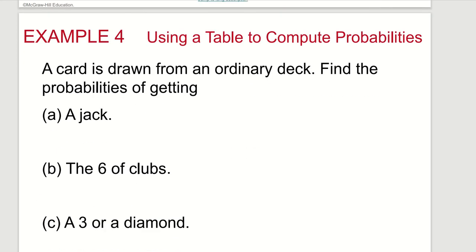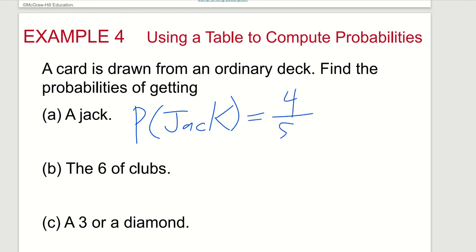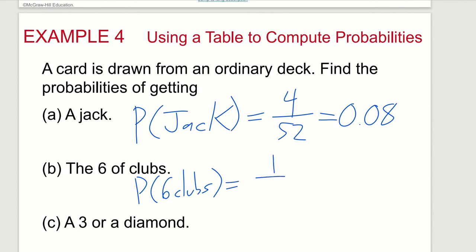Okay. Suppose we're going to pick an ordinary card from the deck of cards. What is the probability of getting a jack? Well, keep in mind that in the deck there's 4 jacks. We have a jack of hearts, jack of diamonds, jack of clubs, and jack of spades. So there's 4 of them out of 52, which would have a probability of about 0.08, if I round it to 2 decimal places. The probability of the 6 of clubs: there is only 1 6 of clubs in the deck out of the 52 cards. 1 divided by 52 would be about 0.02.